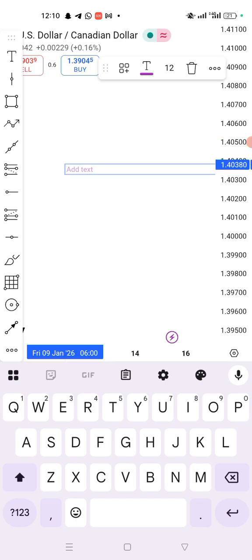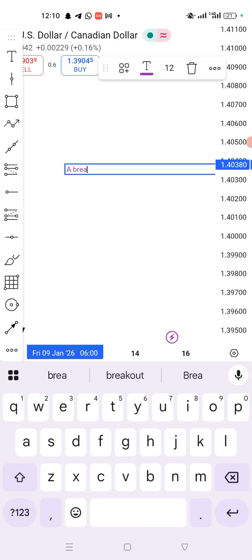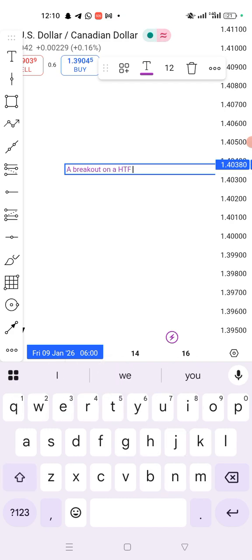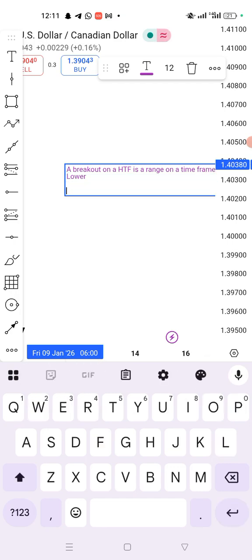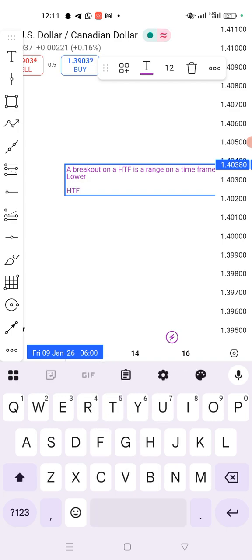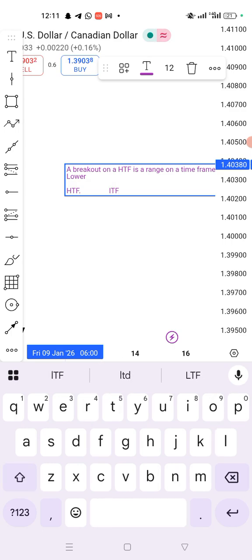The principle is that a breakout on a higher time frame is a range on a lower time frame. Now what do I mean by that? Let's say I have my higher time frame, and let me put a space, then I have my lower time frame.